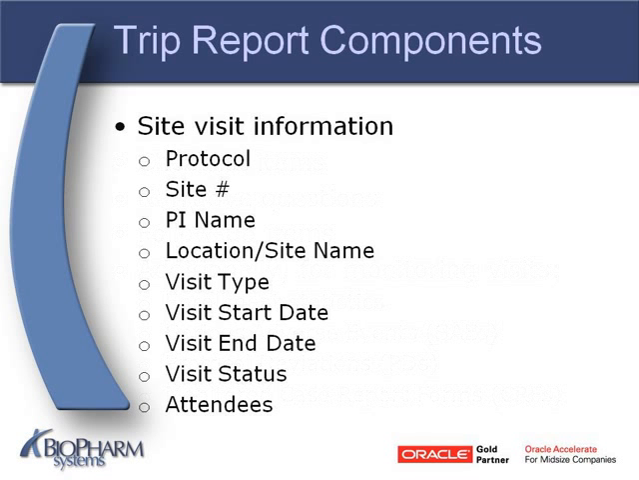So your site visit information on your trip report. This is basically your basic facts that need to be captured on the trip report about your site. So your protocol, your site number, your primary investigator, some dates as to when the visit occurred and when it ended, and possibly the names of the attendees, the site personnel that were present at the visit. These are just some background information or details about the site visit.